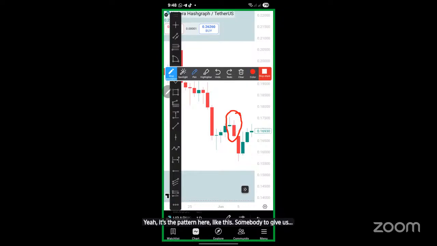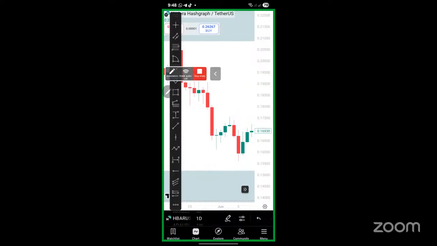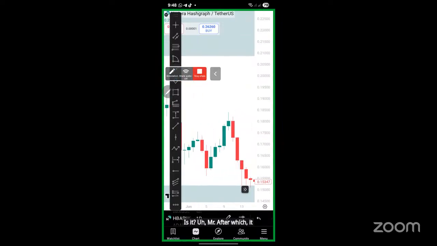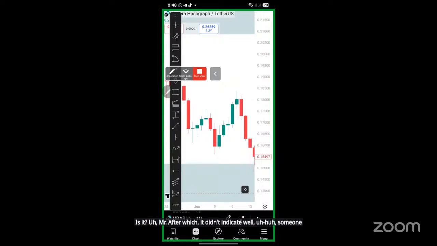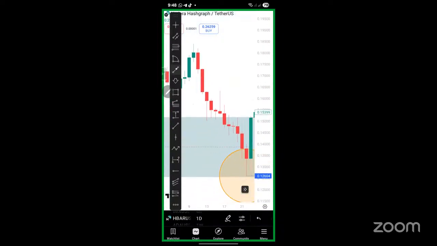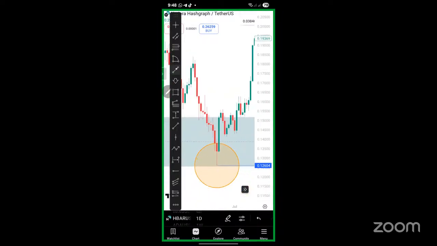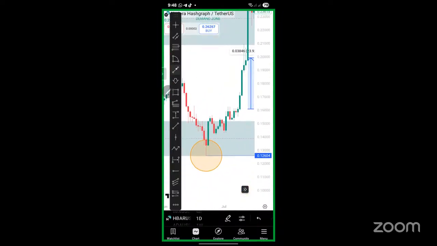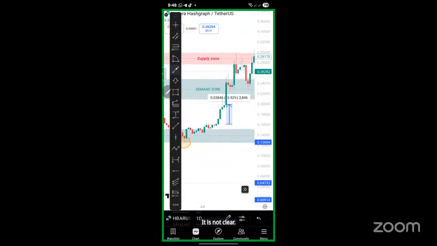Let me see. After which it didn't indicate well. Somebody to give us the name of the pattern. It is not clear. Let me see another one. It is a bit not clear.